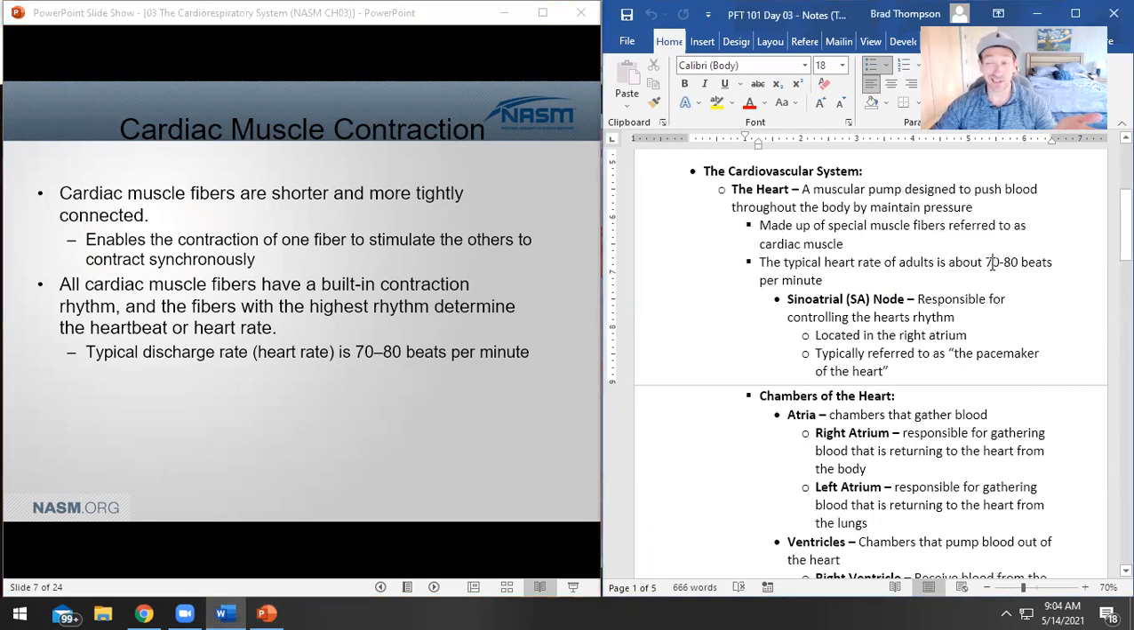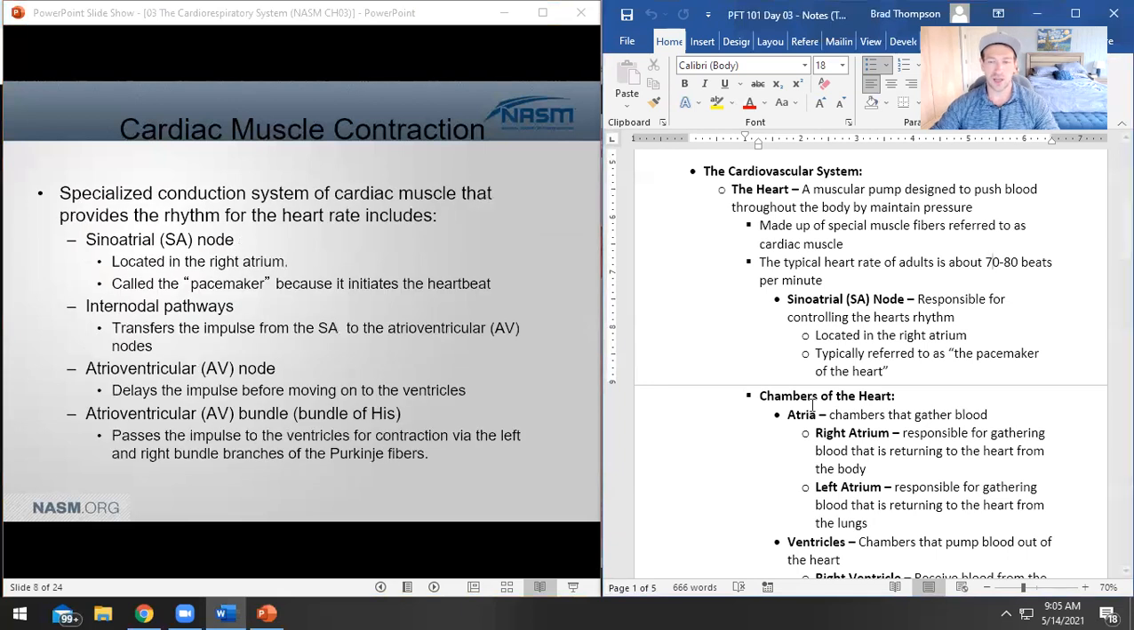Now, if it's any higher than that, then chances are the heart's not in great shape, because it has to pump more often. It's trying to deliver the same amount of blood, but it's not getting that blood to travel very far. So it has to squeeze more often to make up for it.